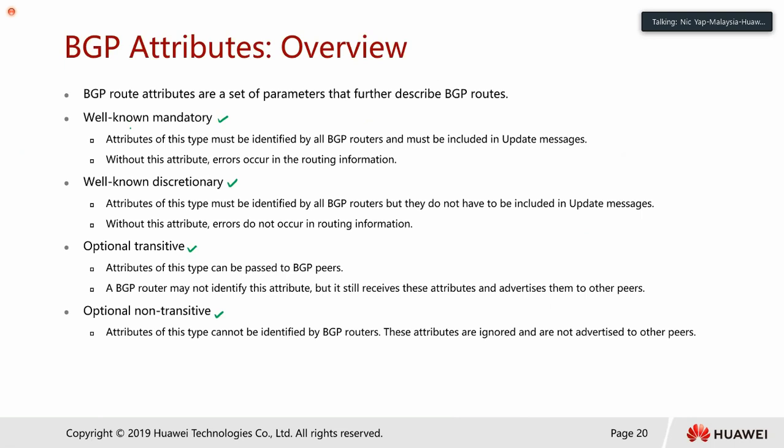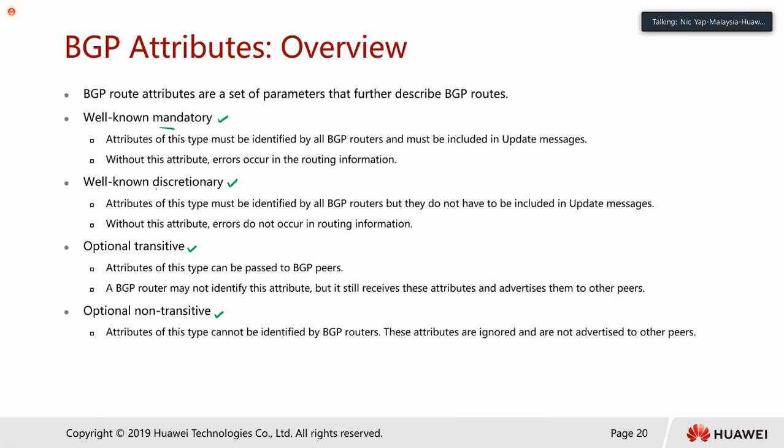First, we need to know what is meant by mandatory. It means that the well-known mandatory attributes must always be included in your update message. Whichever you send, they must be included. Let's say this attribute is not in the update message. When the update message is sent, it has no meaning. They will just discard it. They must include the attribute in the update message. And this one we call well-known mandatory. It's mandatory to be inside the update message.